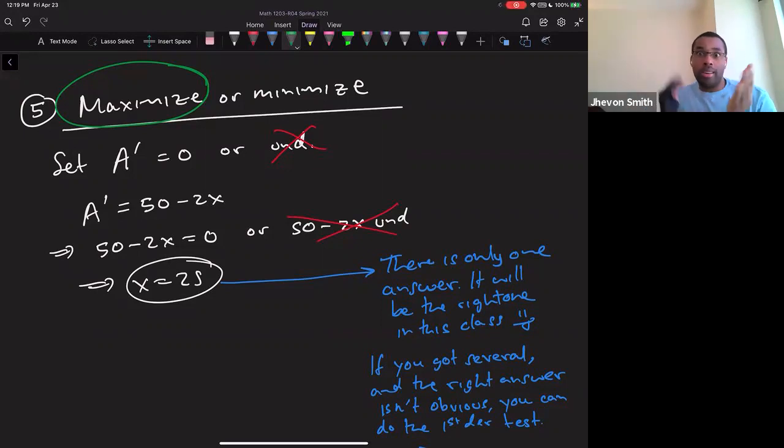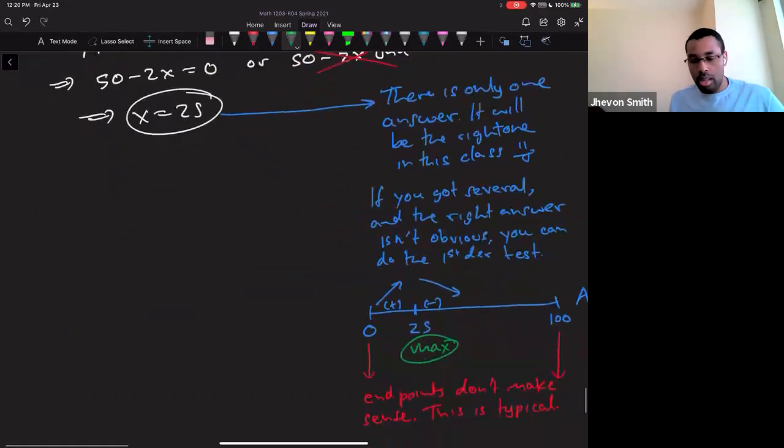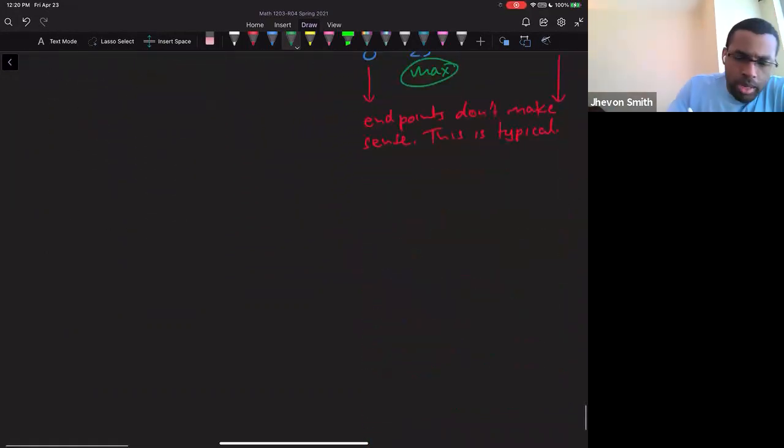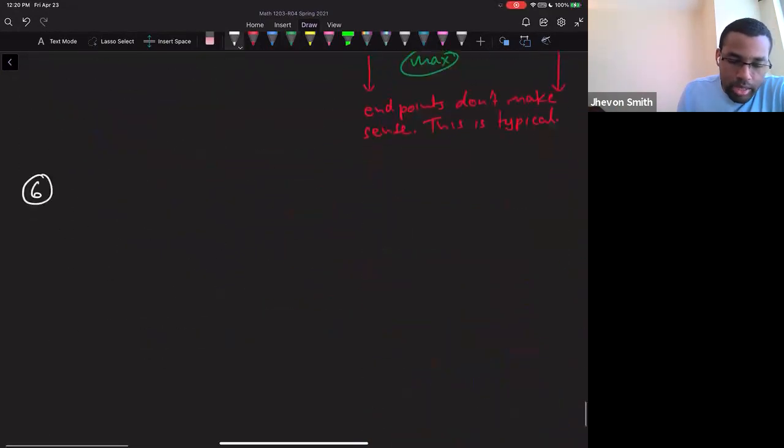However, if you got 2 positive answers, like you got a 25 and then a 50, whoa, which one is going to give me what I want? You have to test both of them, right? You have to do the first derivative test. One might be a minimum, the other might be a maximum. You might have several maximums. Like you're not going to have this in this class, but in theory, you could have several maximums, and you just need to check who's the biggest one. But yeah. So normally that check probably won't be necessary. But this leads us to step 6, where we have to answer the question.